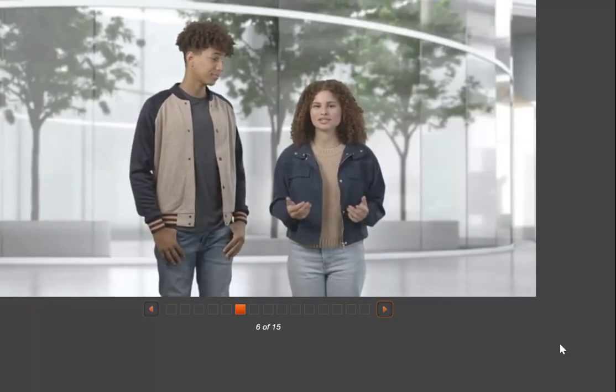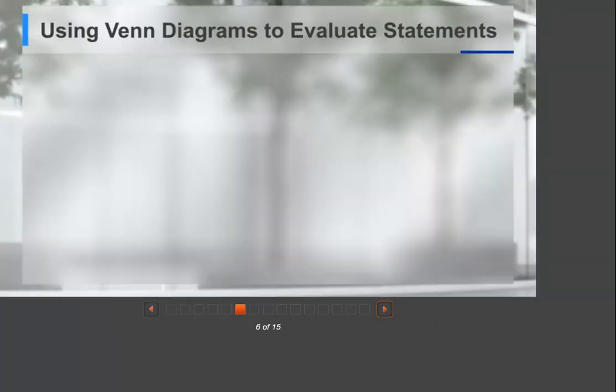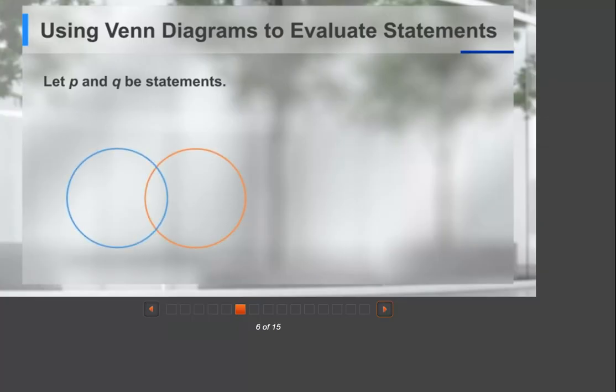Here's the thing about compound statements. Sometimes they're hard to evaluate. But good news, Venn diagrams can help. How? Let's take a closer look. For these examples, let's say P and Q are two statements. Where do these statements go in a Venn diagram? Well, it depends on what kind of compound statement we have.